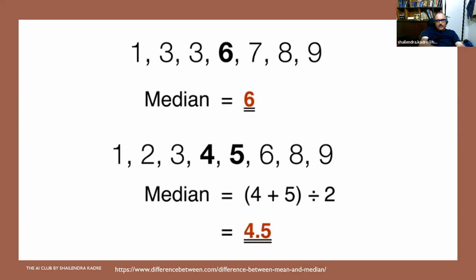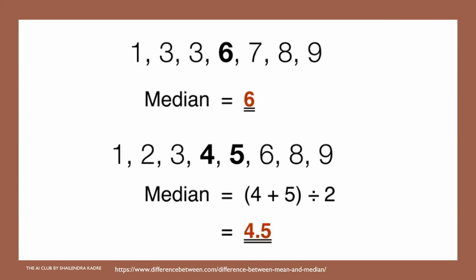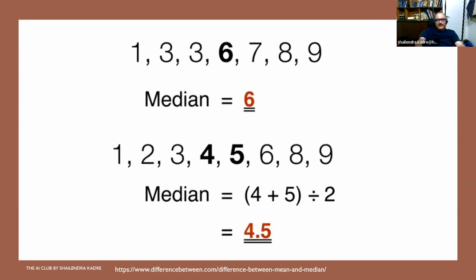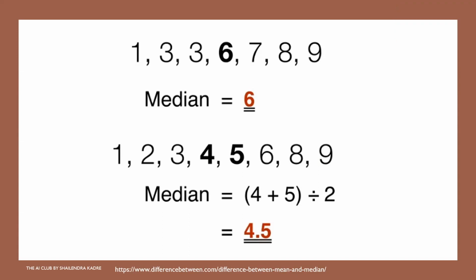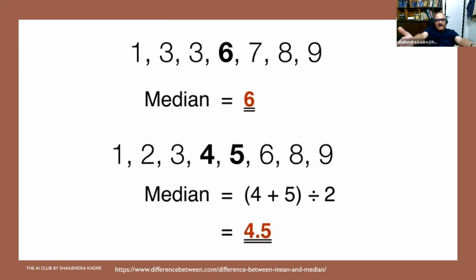Got it, Jignesh? Got it, Gajendra? Sir, even in this case, if I add 8 plus 1 and then divide by 2, it is 4.5. That is just a coincidence, man. Like that, many numbers you can combine and divide by something and you will get 4.5. That is just a coincidence.